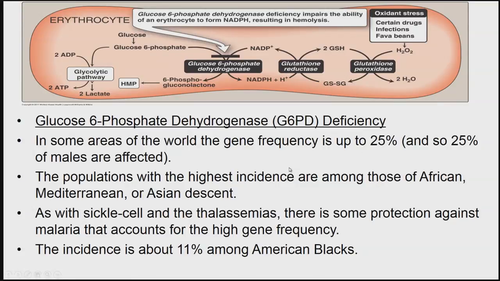In some areas of the world, the gene frequency is up to 25%, so 25% of the males in that population are affected. The populations with the highest incidence are among those of African, Mediterranean, and Asian descent. Okay? It just so happens that if you map the areas of the world most affected by malaria, you will see a big overlap with the places where you have the highest incidence of G6PD deficiency.